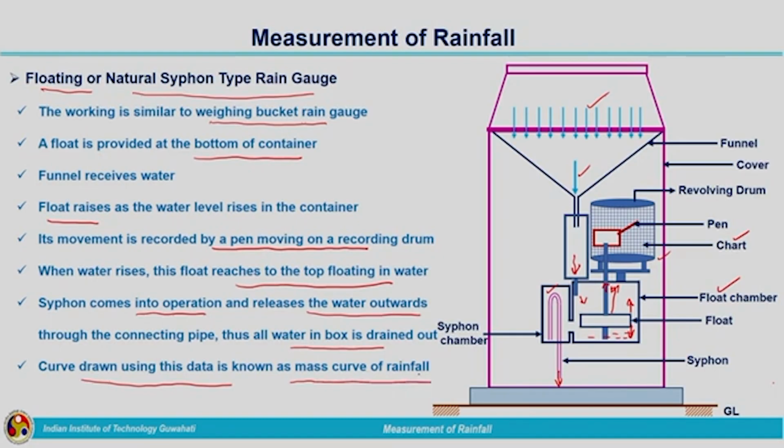Rainfall representation we will see later, as there are different ways of representing rainfall. The data which we are getting from here can be plotted with respect to time, and that is what is termed the mass curve of rainfall. So, this is the working principle of the floating or natural siphon type rain gauge.